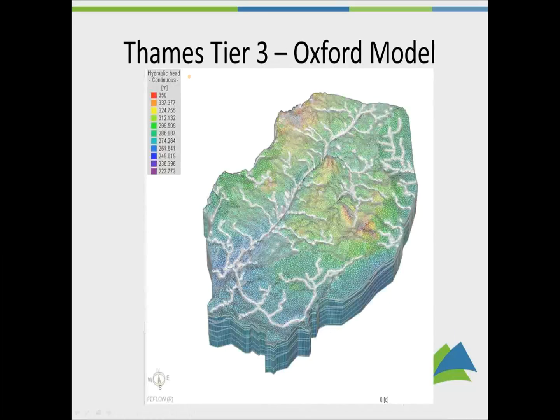This slide shows a 3D view of the model domain, and you can see it's vertically exaggerated, but in the front you can see there are 16 model layers, and you can also see the topography reflected on the top surface with the rivers incised into the digital elevation model.